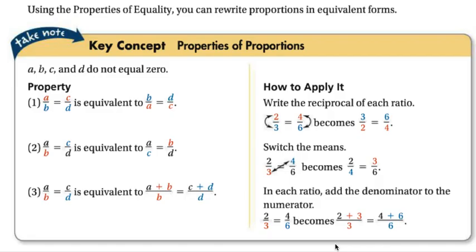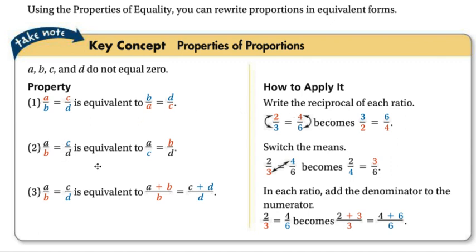So here are 3 different properties of equality that we can use with proportions. The first property says if we have our proportion set up, we can also write it where we take the reciprocal of each of those fractions or ratios. So if we flip both of them over, we get b over a is equal to d over c. So that's the reciprocal. We can do that.